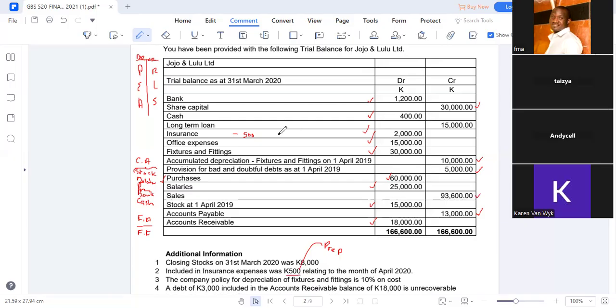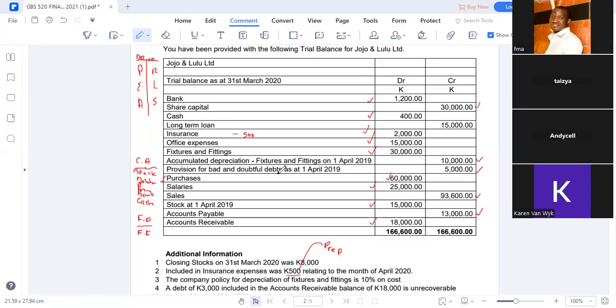So I just wanted you to understand the structure of how these come in. A quick question. Carriage outwards, where does it fall? Is it debit or credit? Carriage outwards. It's an expense under selling and distribution, so you debit it. How about carriage inwards? It's also an expense, except that it's added to the purchases.